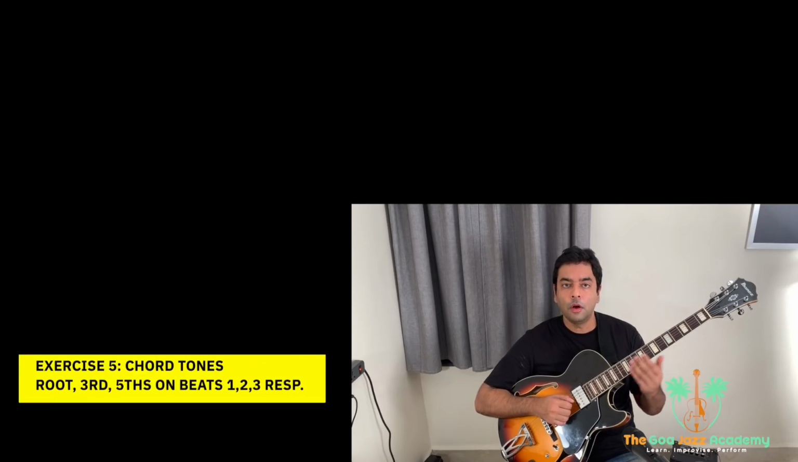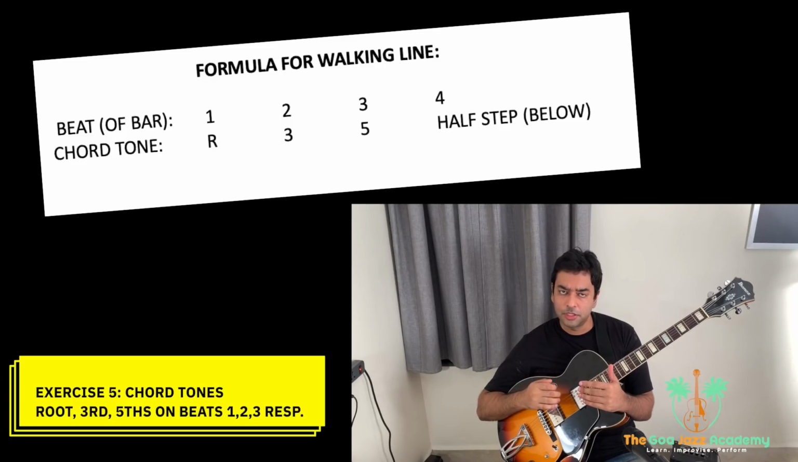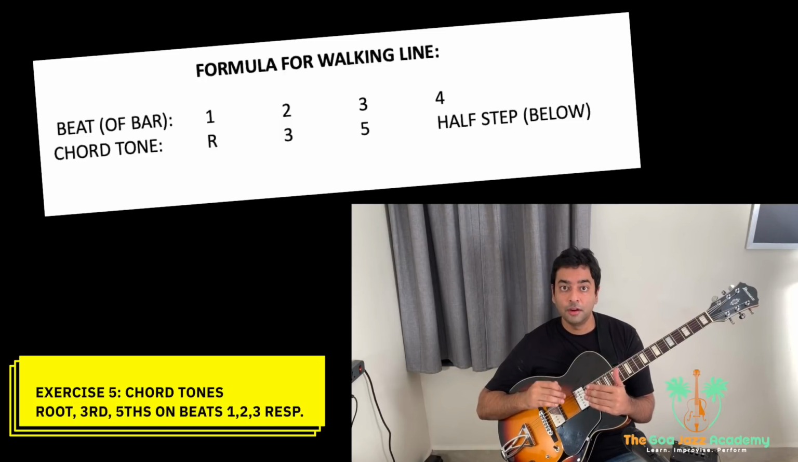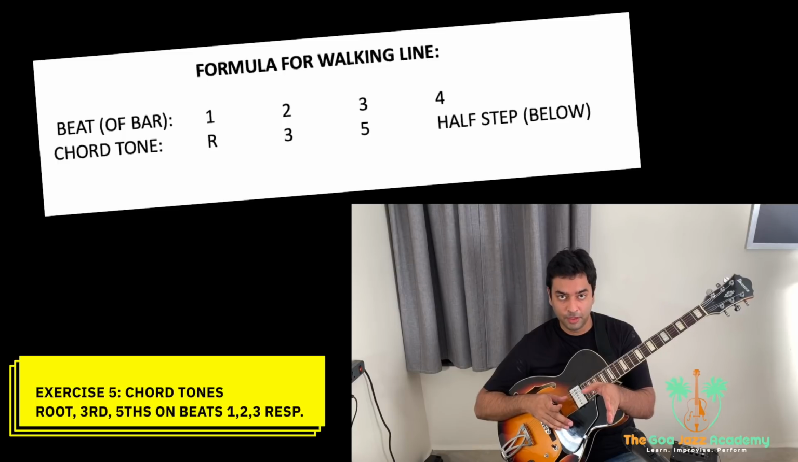Great. तो अब हमने chord tones beats 1 2 and 3 पे डाले हैं. Now let's make them even more interesting. अब this time इस exercise के लिए हम root third and fifth, root को beat 1 पे डालेंगे, third को beat 2 पे डालेंगे, and fifth को beat 3 पे डालेंगे. And we're going to choose a half step approach note from above on beat 4.